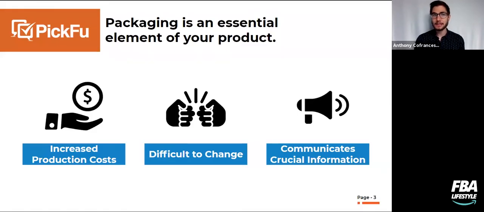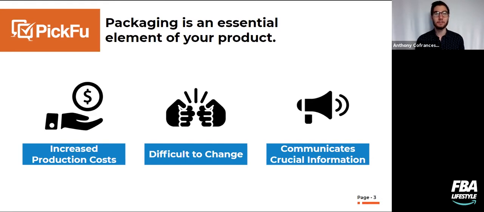So number one thing that I want to say is that packaging is an essential element of your product, and it's really important for a few different reasons. Number one is pretty obvious: it's going to have increased production costs. Every single time that you print your product packaging, it's costing you money. On top of that, product packaging is very difficult to change. Especially if you're selling on something like Amazon FBA, you could change your product packaging, but most sellers are not going to be in a position where they change it on the fly, pull a bunch of inventory out, have it repacked, and then send it back to FBA.